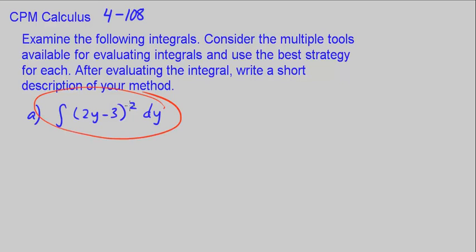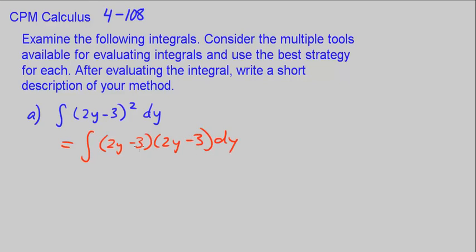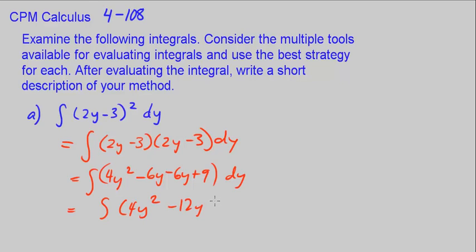Alright, so part A, here we have the integral of (2y minus 3) squared. We cannot right now do the integral with a binomial squared, but what we can do is expand this first, because that's going to be (2y minus 3) times (2y minus 3) dy. And then we can distribute these binomials. So that's 4y squared minus 6y minus 6y plus 9 dy, and that's equal to the integral of 4y squared minus 12y plus 9 dy.